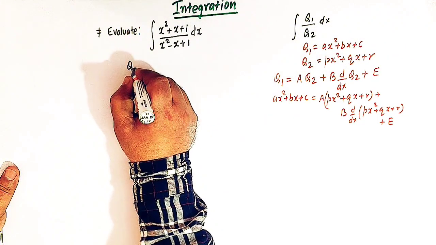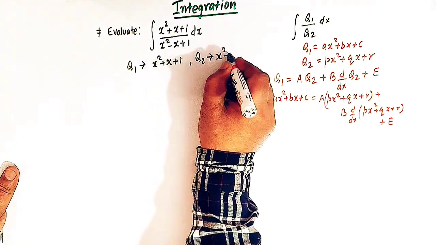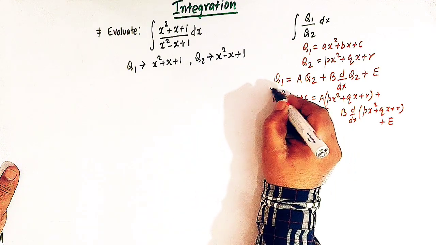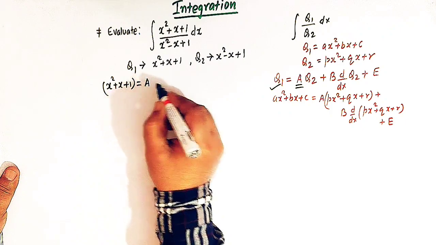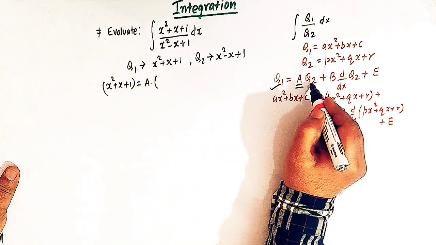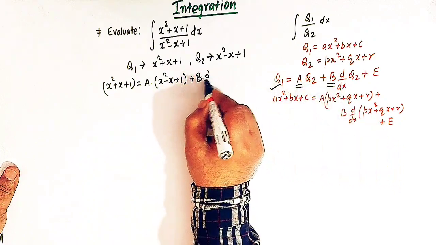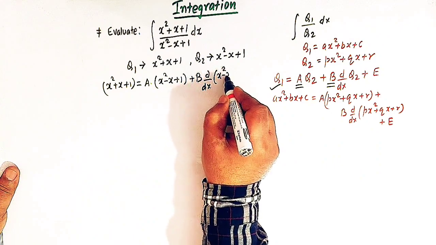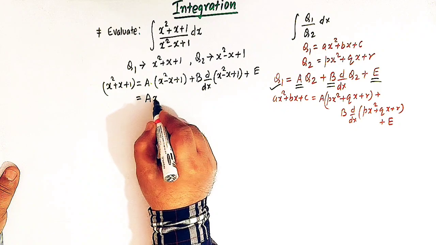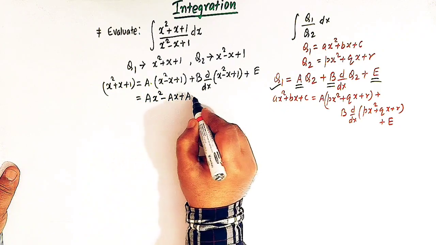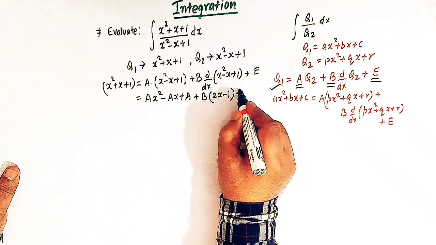Here our q1 is x square plus x plus 1, and q2 is x square minus x plus 1. So let us use this expression. q1 is x square plus x plus 1, and then we have the constant a times the quadratic polynomial q2, which is x square minus x plus 1. Then we have the constant b times the derivative of q2, and then the constant e. So now we can write ax square minus ax plus a, and then b times the derivative of x square minus x plus 1, which is 2x minus 1, and here we have e.